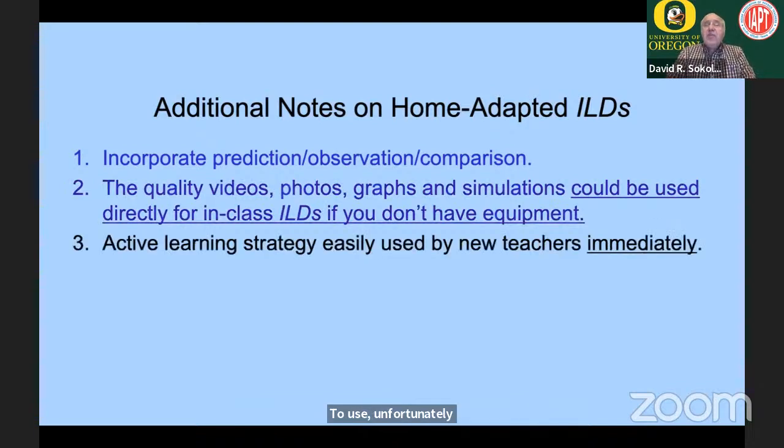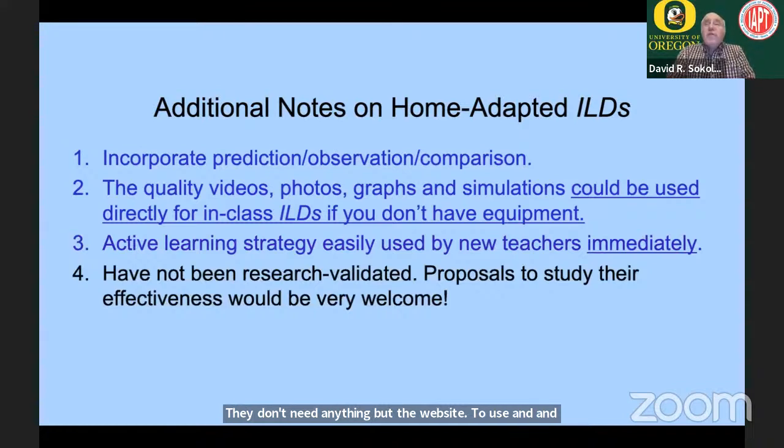And this is an active learning strategy that new teachers can use immediately because once they get the idea of how to do it, again, they don't need any equipment. They don't need anything but the website to use and to understand the steps that are involved in doing them.